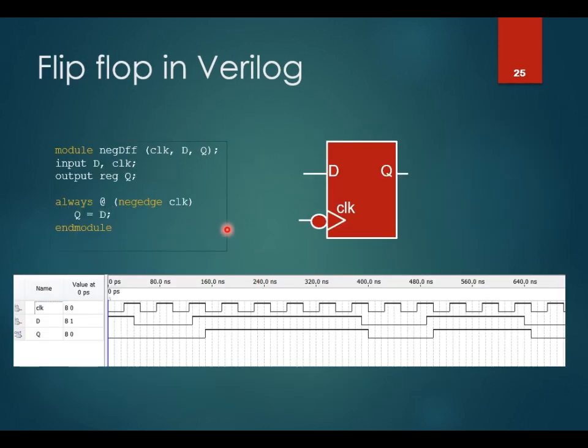For a negative edge triggered flip-flop, as mentioned earlier, you can use negedge clock to show the behavior during the falling edge of the clock. During the clock fall, the data moves from D to Q, as shown in this waveform. When the clock drops, D1 will transfer to Q. It doesn't transfer before the clock falls.